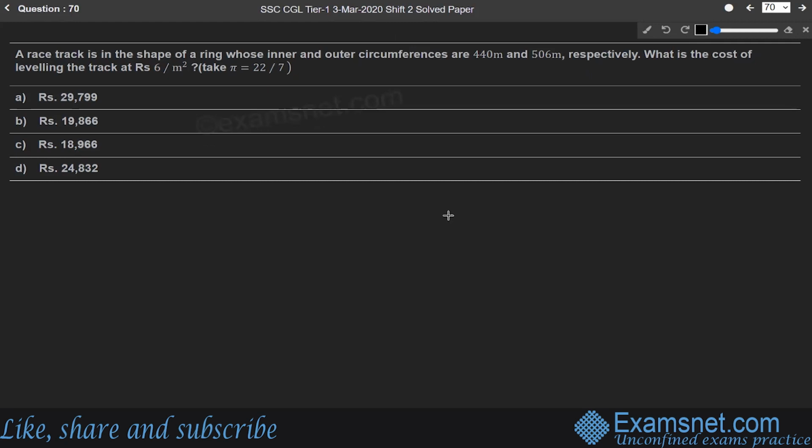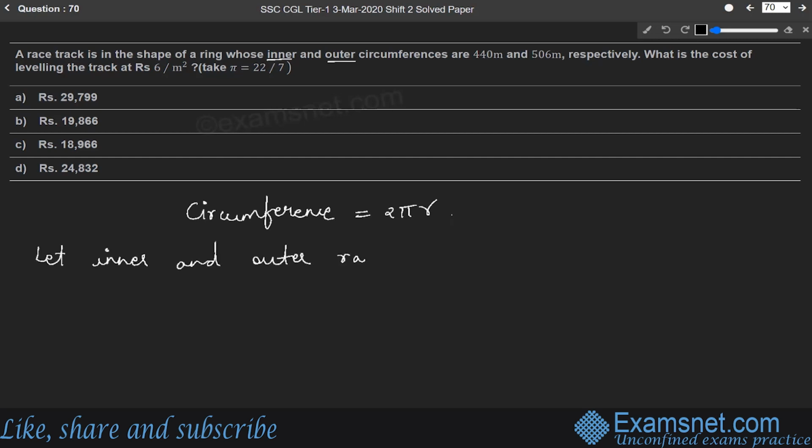Do you know what is the circumference of a circle? Circumference of a circle is equal to 2 pi r, where r is the radius. Since in the question two values are given for inner and outer circumferences, it means there are two radius, inner radius and outer radius. So firstly, let us consider inner and outer radius as small r and capital R. All right. Now focus on the question.